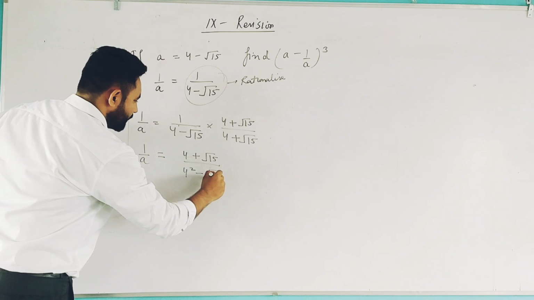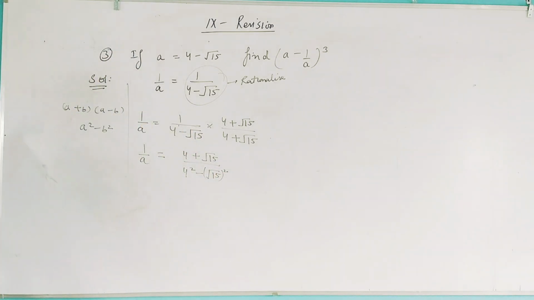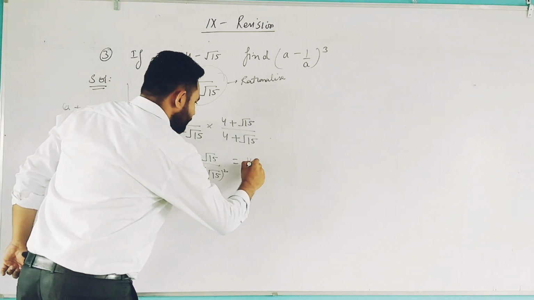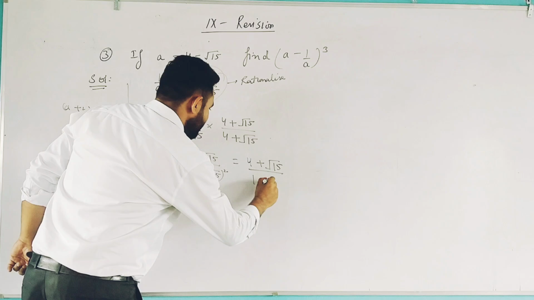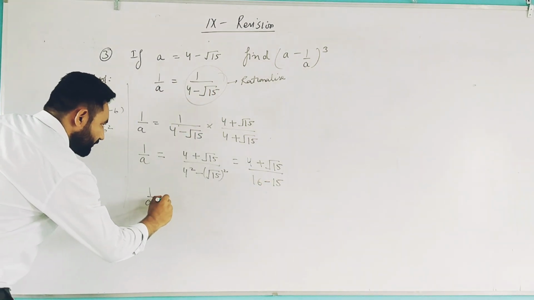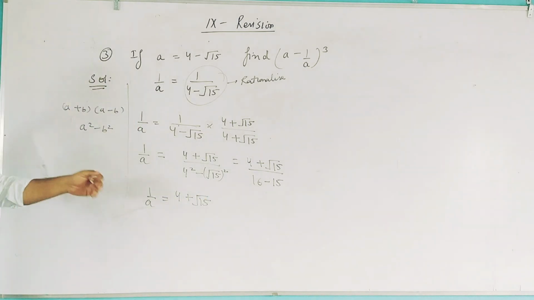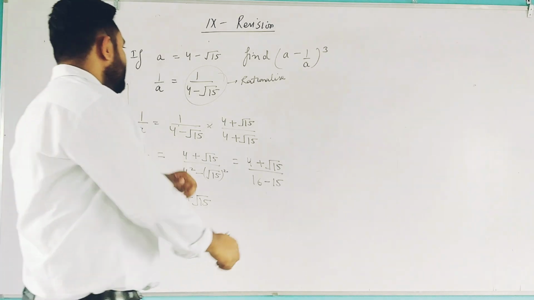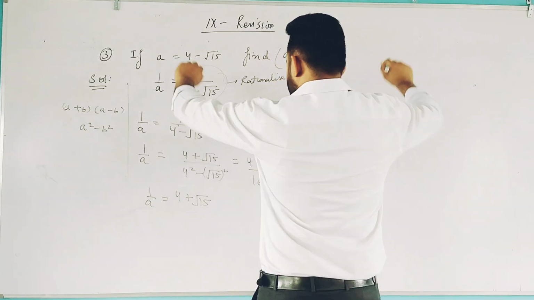In the numerator, we will be having this 4 plus root 15. But in the denominator, we'll apply the identity, which becomes 16 minus 15. 4 square is 16 and root 15 square is 15. So in the denominator you will be having 1, 16 minus 15 is 1. So we don't need to write this. Finally we got the value of 1 by a.